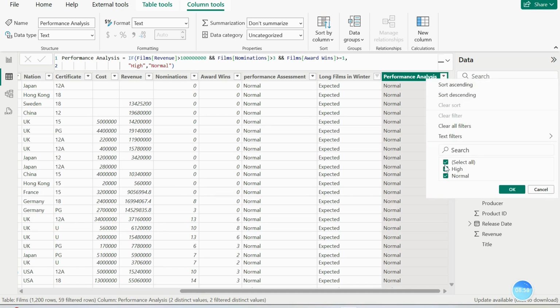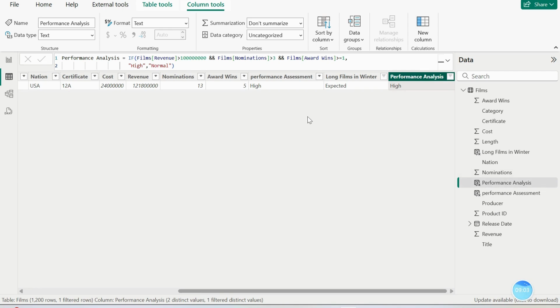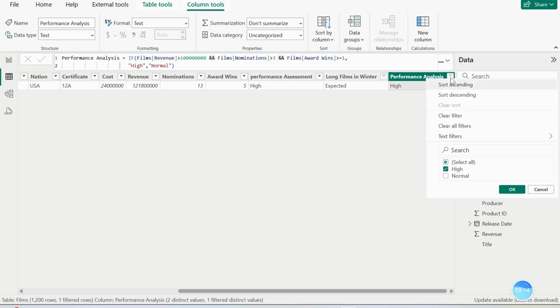Let's check on the high performance. High performance, 3 indicators. One is the revenue, more than 100 million. Nominations, 13 times, and award wins, 5 times. Okay, that's for sure.